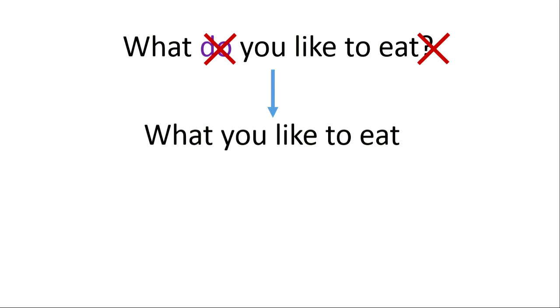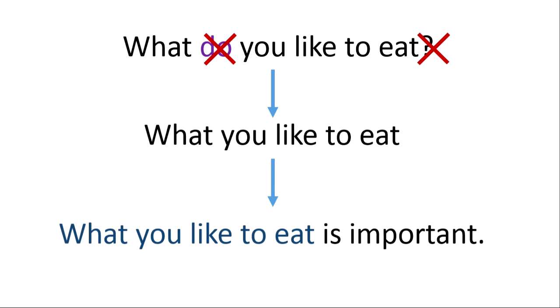So what can we do with it? We can use it as the subject or the object of a new sentence. As you can see in this example, what you like to eat, which is in blue, is the subject of the new sentence. So what you like to eat is important.